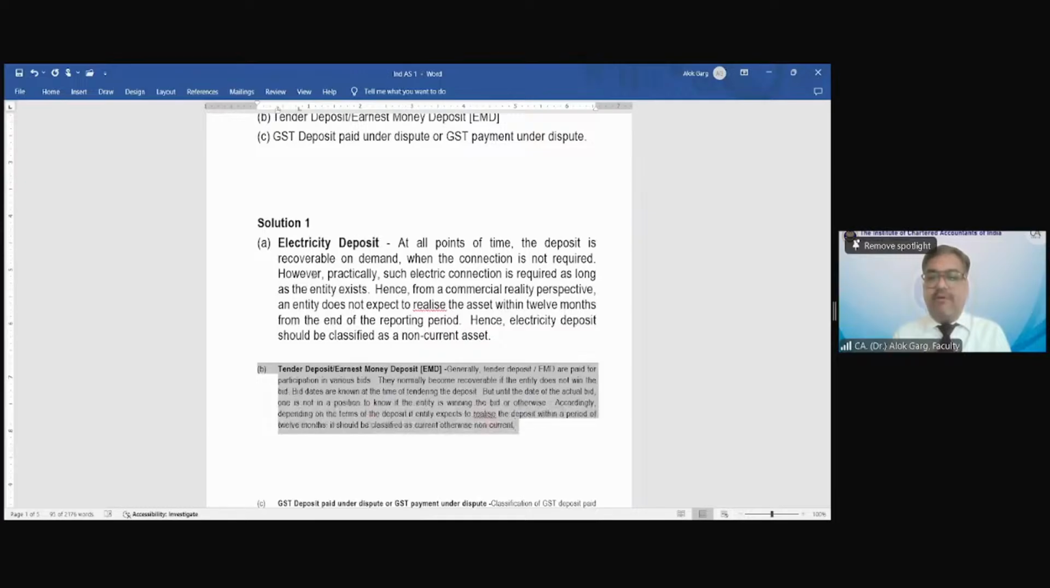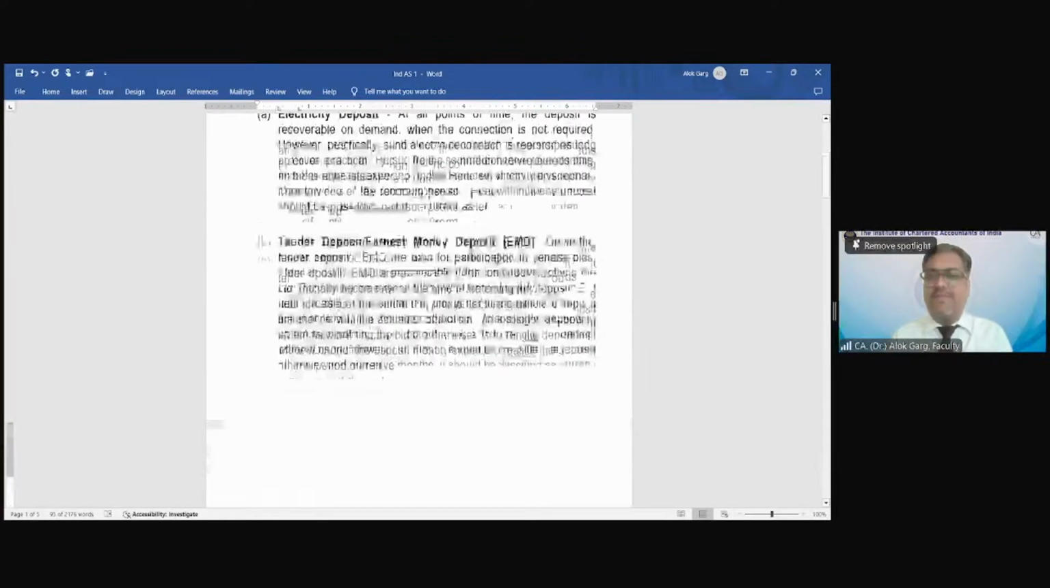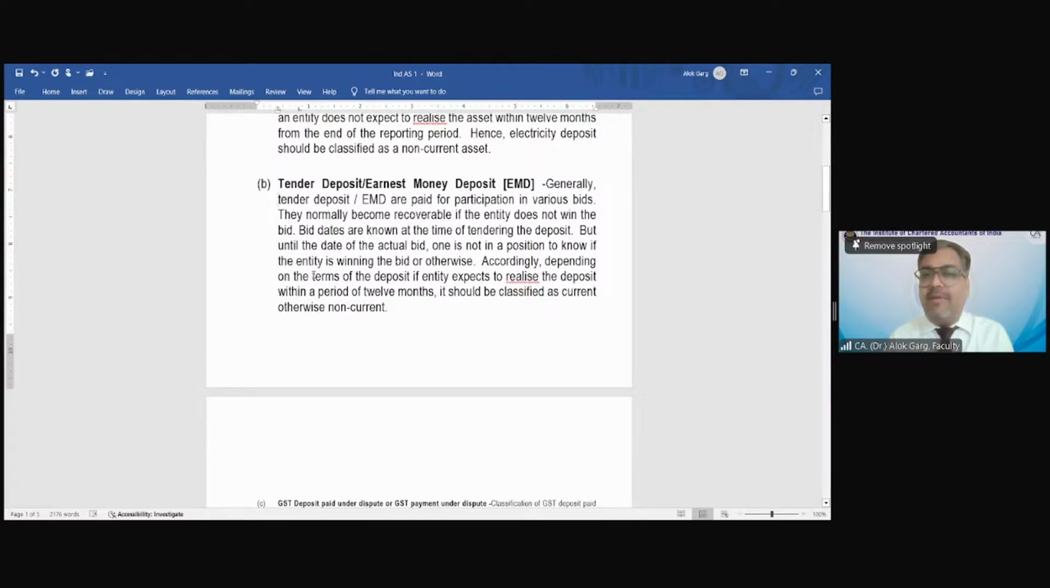Yes. So let's see what answer is given in the Board of Studies material. Generally, tender deposit or EMD, earnest money deposit, are paid for participation in various bids. They normally become recoverable if the entity does not win the bid. Bid dates are known at the time of tendering the deposit, like I told you with the 15 months and 10 months examples. But until the date of the actual bid, one is not in a position to know if the entity is winning the bid or otherwise. Accordingly, depending on the terms of the deposit, if the entity expects to realize the deposit within a period of 12 months, it should be classified as current, otherwise non-current.